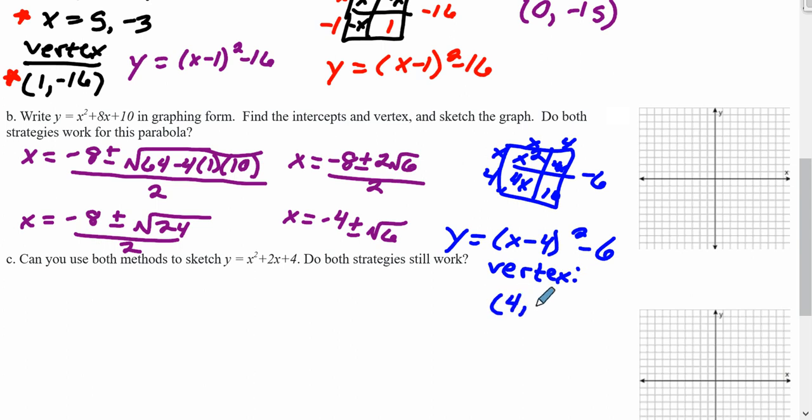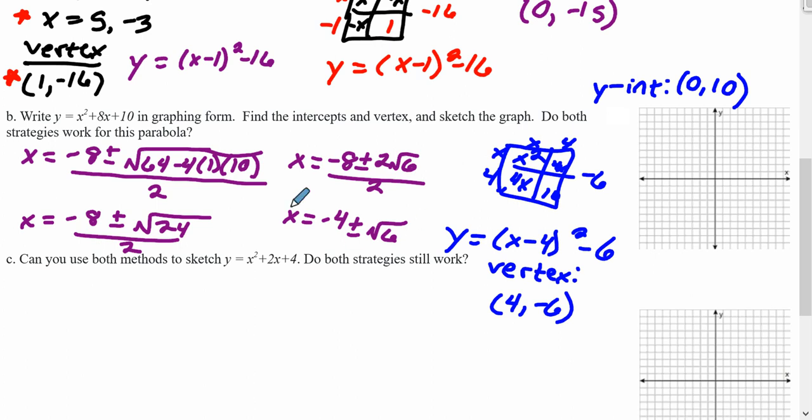So I have my vertex at (4, -6). I have my x-intercepts at -4, -6. And then I can find my y-intercept. Standard form is really nice for that. So my y-intercept is (0, 10). And then we can go ahead and plot that.